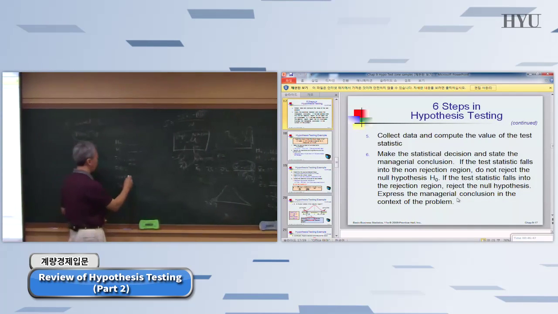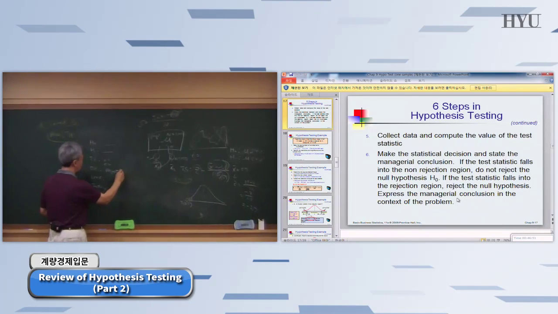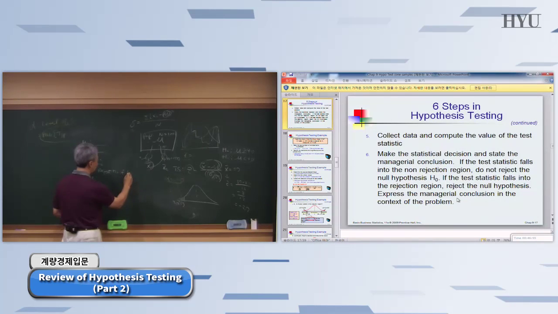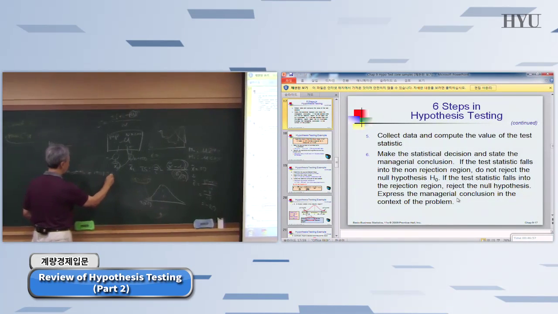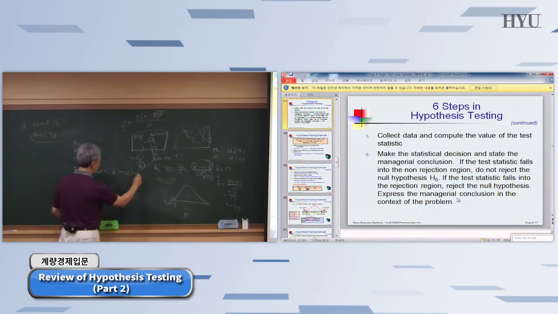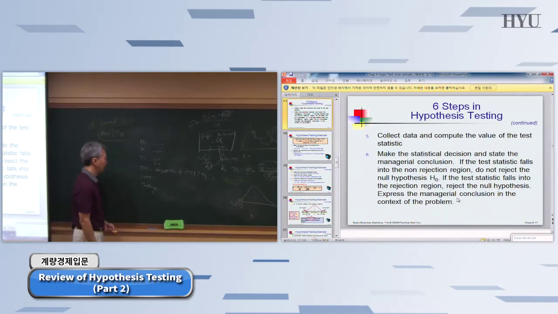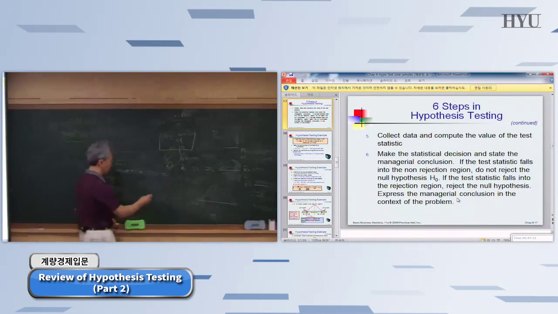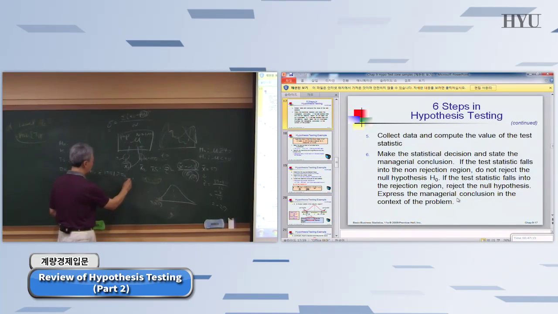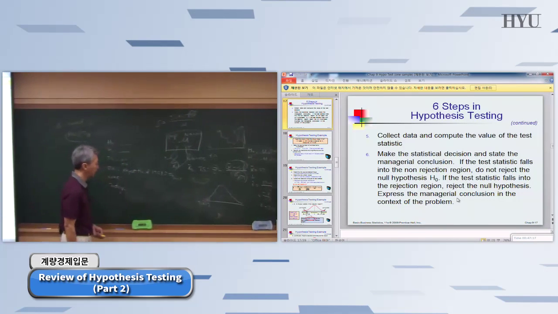And decision rule is reject the null hypothesis if, something like that, right? Reject the null hypothesis if the absolute value of the test statistic is greater than t of alpha with the degrees of freedom. T statistic has degrees of freedom, right? n minus 1, something like that, right?